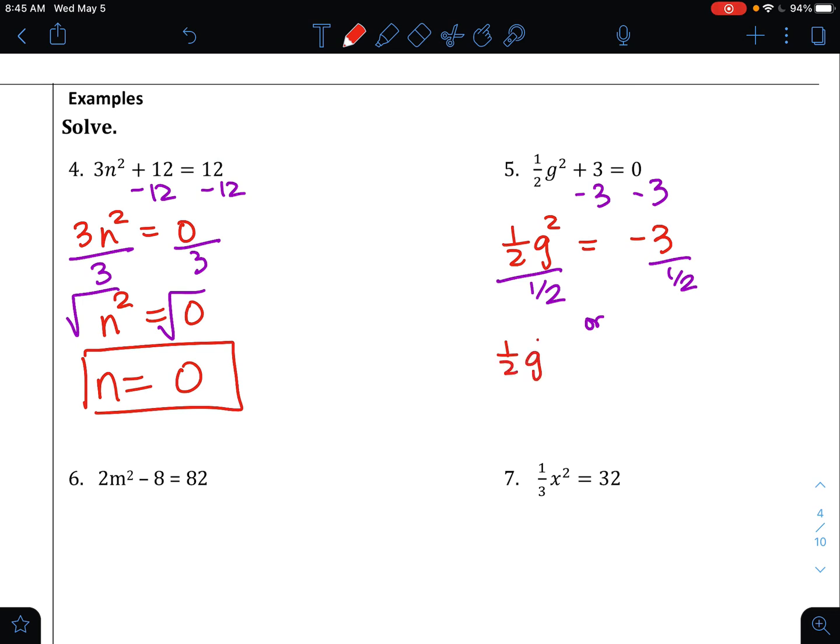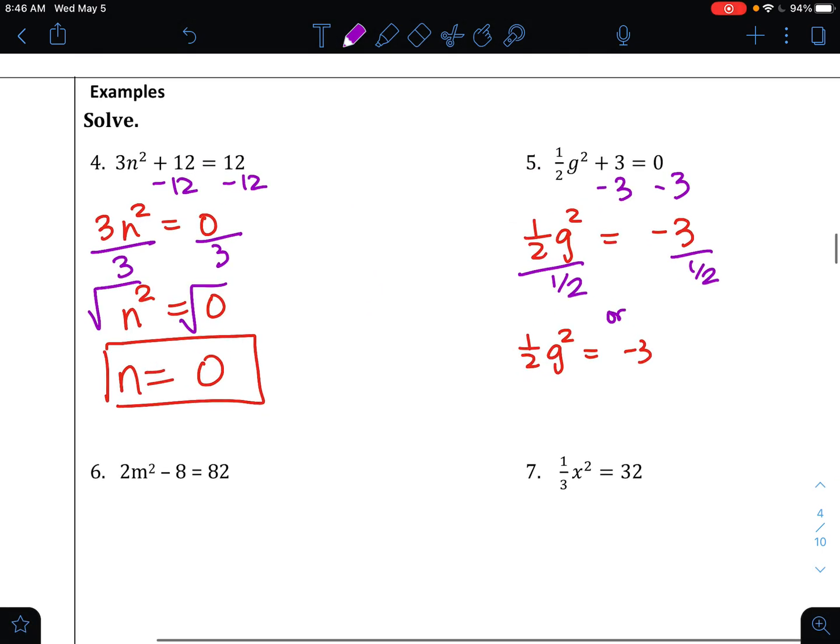If you take 1/2 g squared equals -3, my goal is to get a 1 in front of g squared. So if I take any fraction and multiply it by its reciprocal, I get 1. So I could come through here and multiply by the reciprocal. And feel free to calculate it on your calculator. Do 2 times 1/2 and you get 1. Either method will get us to this point. Oh, not t, this time it's g. g squared equals -6. Okay, either way.